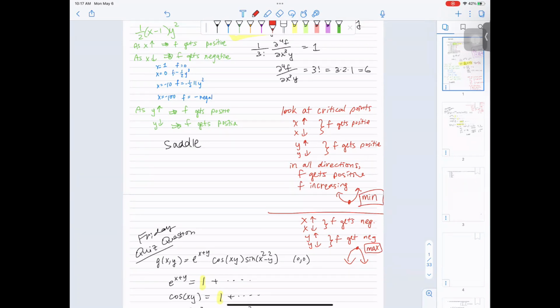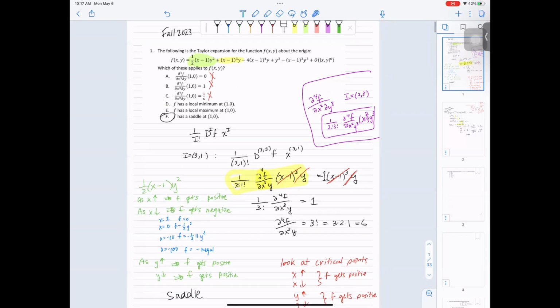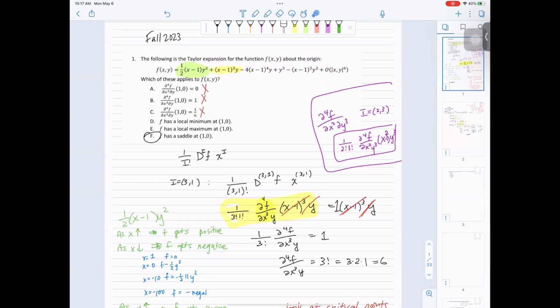Question, can you repeat how you need to look at the 1/2 x minus 1 y squared term to classify? Yeah, I want to look at the lowest degree term, because all these other terms are essentially extra information. They're higher order terms, so they're almost kind of redundant. So we only want to look at the main term that is giving us all the information. So yeah, always look at the lowest degree term.